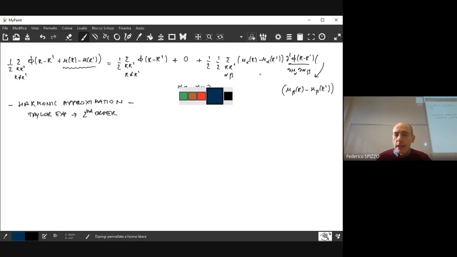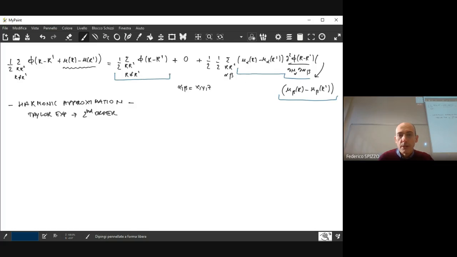Now, let's just see if it is possible to rewrite this expression here. Sorry, before doing that, I will also give you another expression for the zero order. So concerning zero order, we have 1/2 summation over r and r prime, and r is different from r prime. We have phi of r minus r prime.